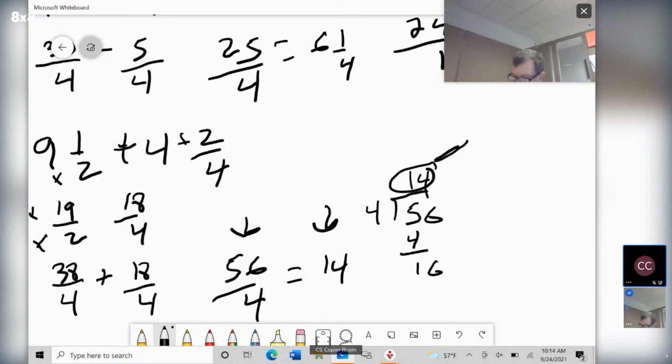I'll go ahead and post some subtracting fractions with whole numbers and also subtracting mixed numbers.